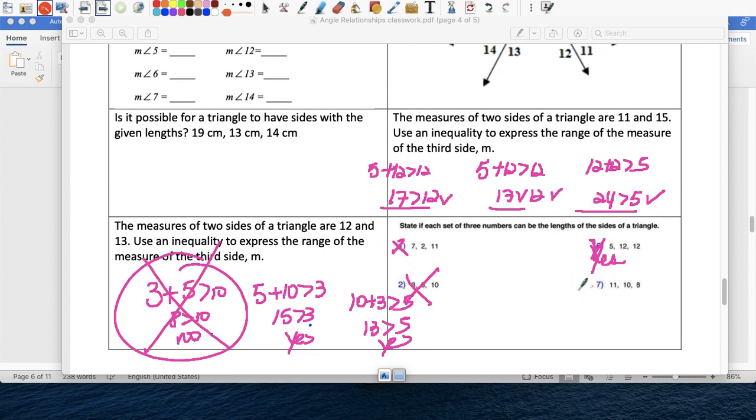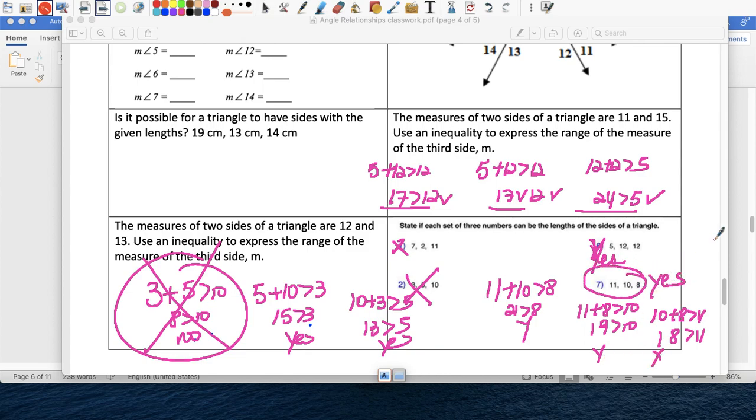Last one, 11, 10, and 8. Well, 11 plus 10, is that greater than 8? Yes, it is, because we got 21 greater than 8. Let's pick another pair. 11 plus 8, is that greater than 10? Yes, it is, because 19 is greater than 10. And what's the other possible pair that we can make? 10 plus 8. Is 10 plus 8 greater than 11? We get 18 greater than 11. That's also true. So it's yes, yes, and yes. So this one here, I can make a triangle as well. That's it.